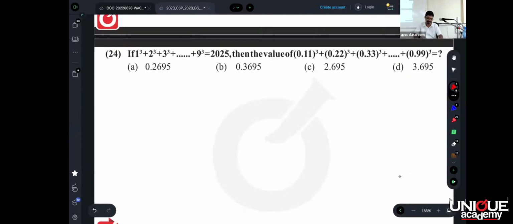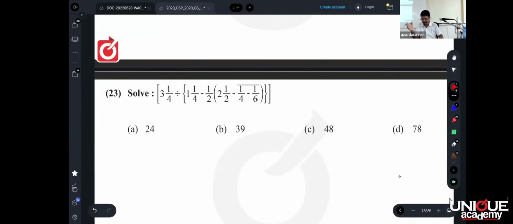Listen, in the 23rd question, we are not solving it, don't take tension. You will solve it yourself. It is given in a rectangular bracket: 3 1/4 divided by, in curly bracket, 1 1/4 minus 1/2, in brace bracket, 2 1/2 minus what is given here, 1/4 minus 1/6, and it is put with a vinculum or bar.